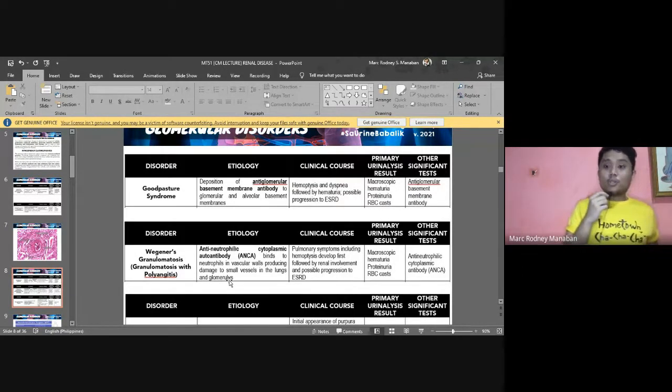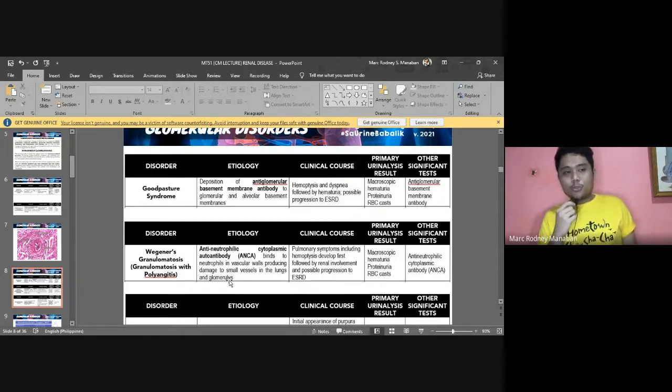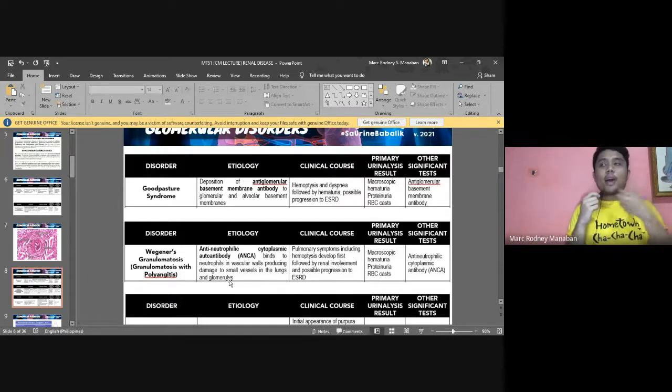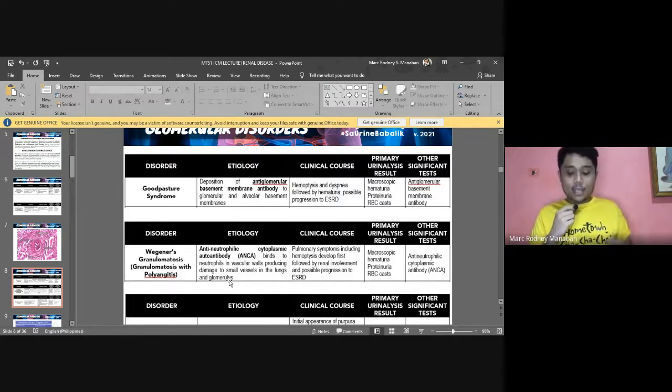Next, you have Wegener's granulomatosis, also known as granulomatosis with polyangiitis. This is still an autoimmune disorder, and the antibody produced is the anti-neutrophilic cytoplasmic autoantibody, ANCA, which binds to neutrophils in the vascular walls, producing damage to small vessels in the lungs and glomerulus. So the presentation is similar, with the same organs involved as in Goodpasture. It also involves both the kidneys and the lungs, because neutrophils are normally present in the lungs and kidneys, so they can react and elicit complement, which damages the vessels in the lungs and kidneys.